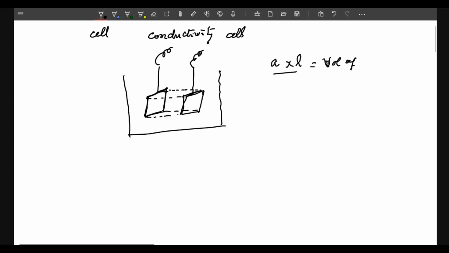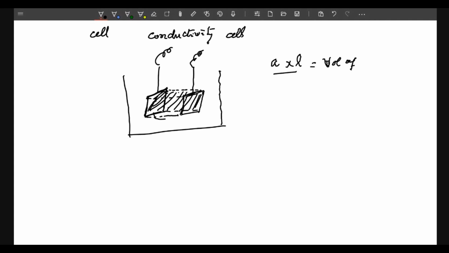That is this, diagrammatically, I have written this one. In this volume, how much of the solution is present, and how many ions are present? They are conducting electricity from one electrode to another electrode, whereas ions present in any other way are not contributing to this conductivity. Therefore, here the volume between the two electrodes is kept constant.